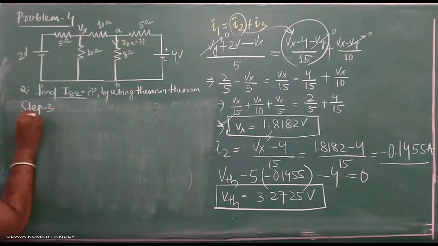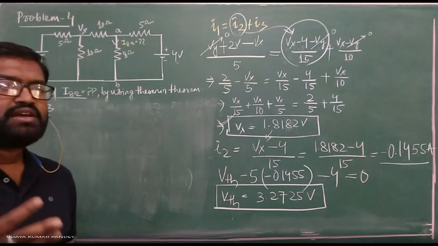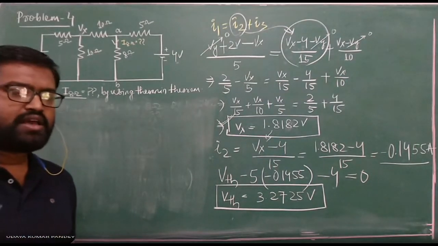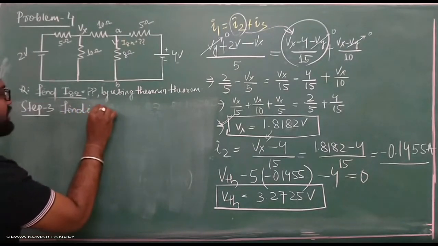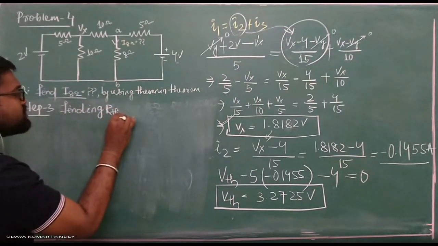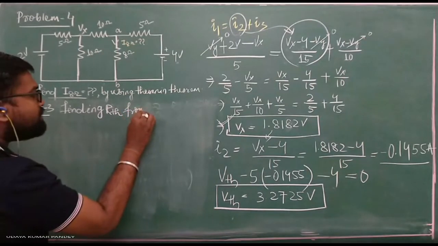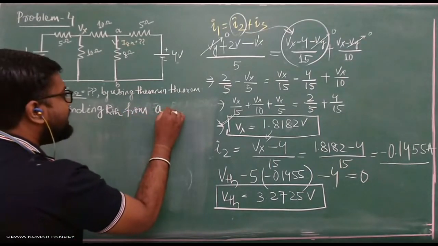Now see step 3. According to the formula, what is the role of step 3? What do we calculate in step 3 here? RTH. Finding RTH. Yeah, finding RTH from where? From A and B point.